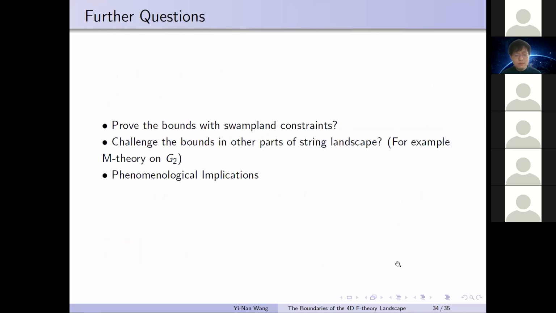So finally, I'm going to conclude this talk with a few further questions. Given the boundary of the F-theory landscape, there are two things we can ask. We can either try to prove this bound is a true constraint, or can we challenge the bounds in other parts of the string landscape, like M-theory on G2 manifolds? And of course, it's also pretty interesting to further investigate the phenomenological implications of it. Okay. Thank you.